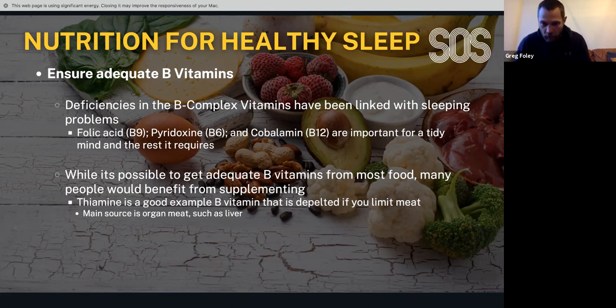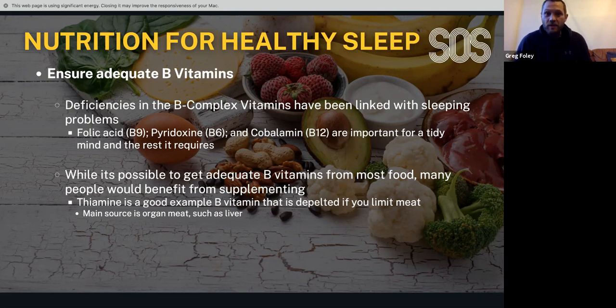I see them in a lot of people whose bloods I do, B12 deficiency, B9 deficiency, and they swing from one to the other to B6 deficiency as well. So for a lot of people, especially if you've been on the pill for a long time, supplementing with them, especially to begin with, is a really good idea.